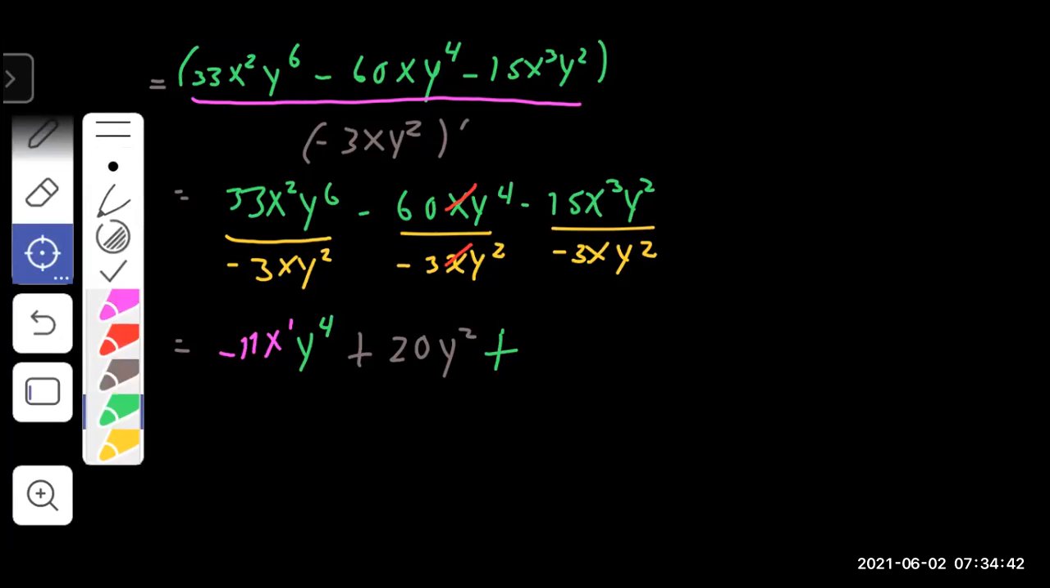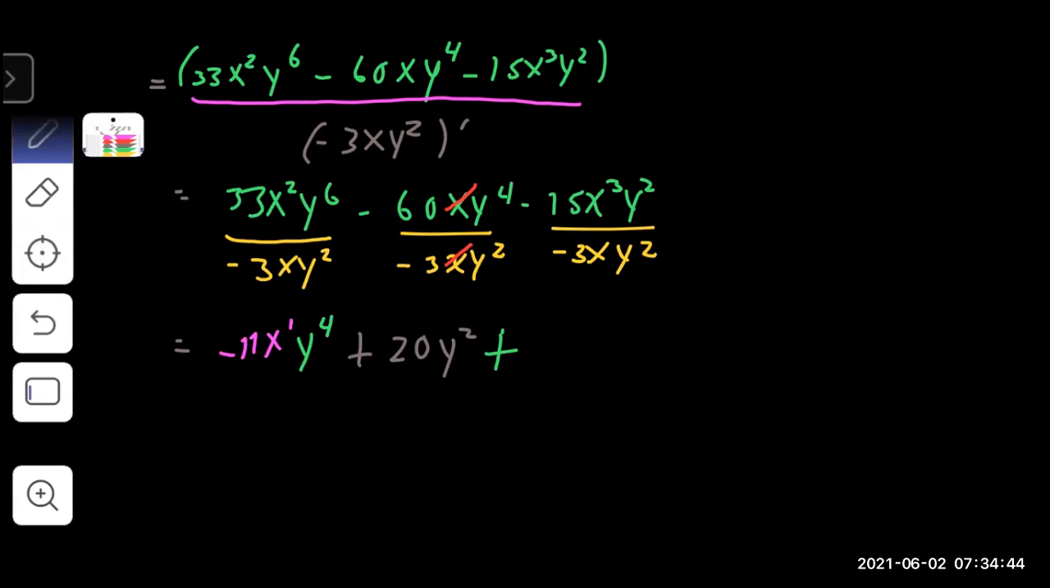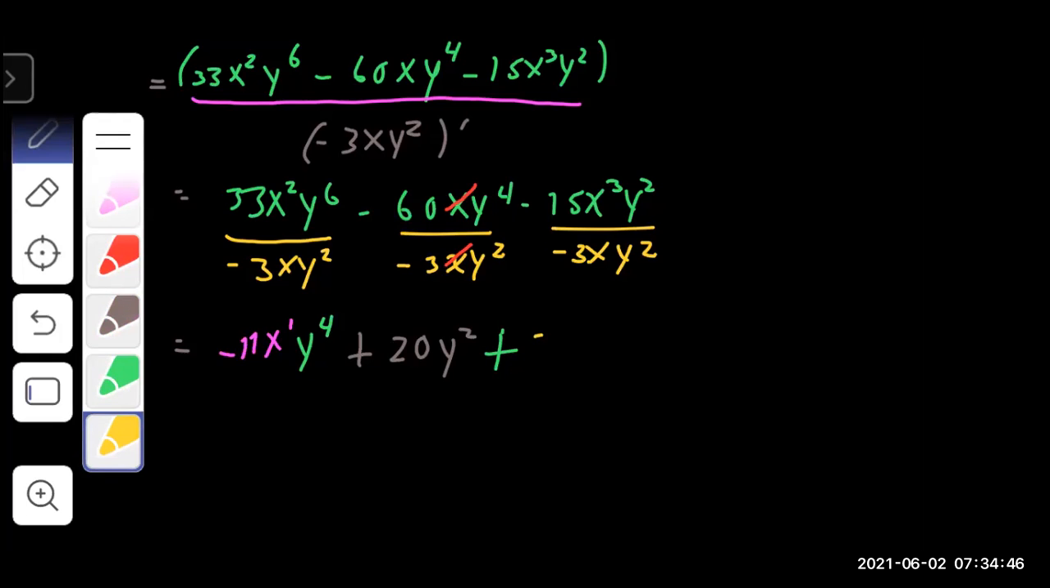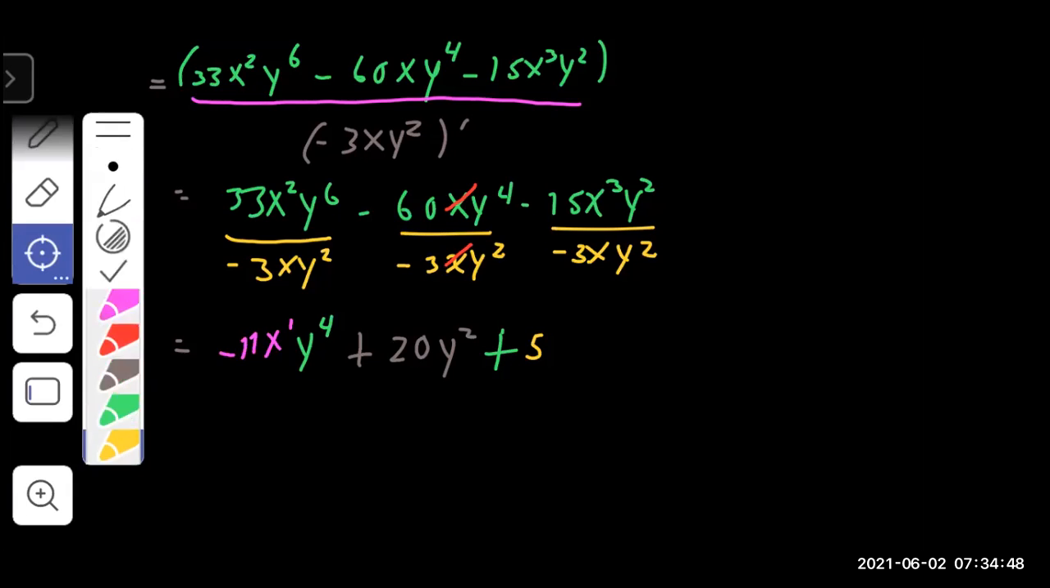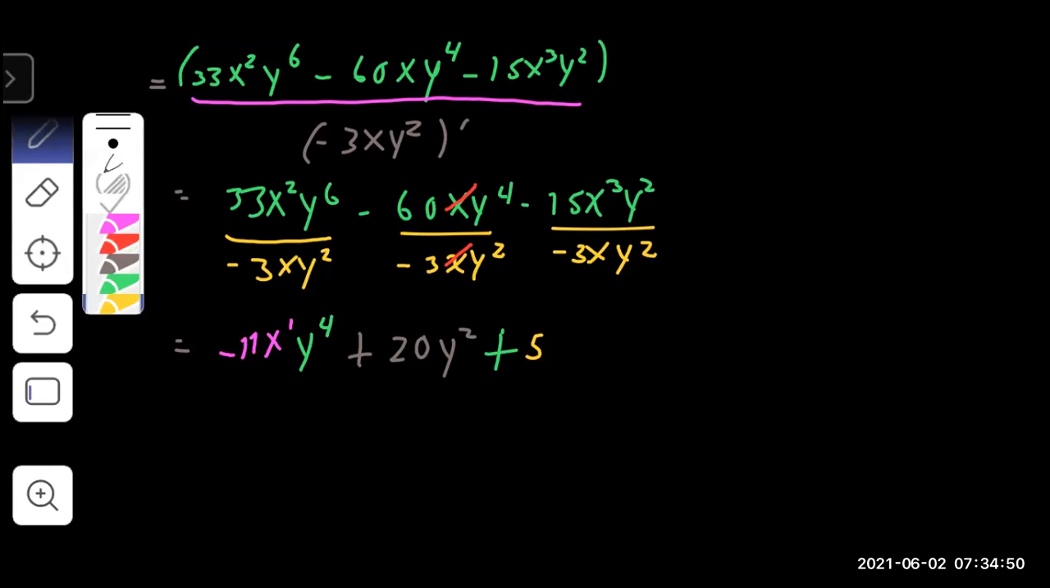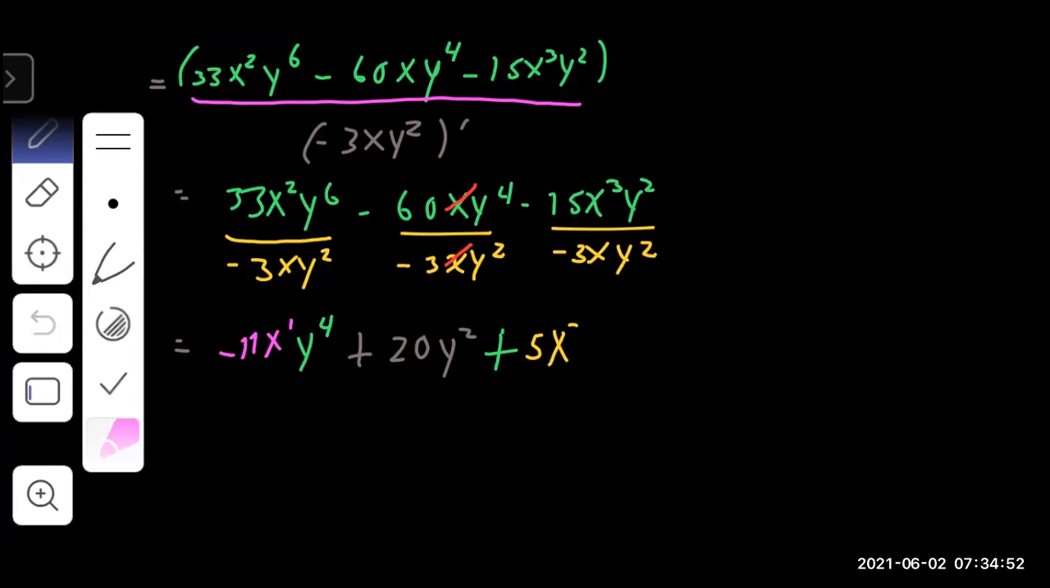And this one, 15 divided by 3 is 5, correct. And then x cubed and x to the first, we subtract: x squared. And then y squared minus y squared, sorry, we can cancel them, they're the same. It's just 1. And this is the answer, guys. This is how we divide polynomials by a monomial.